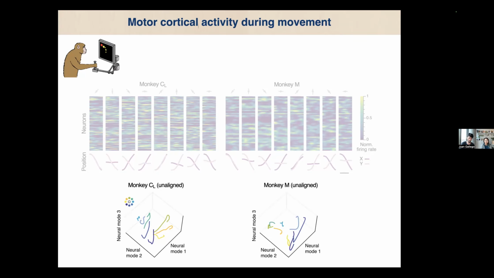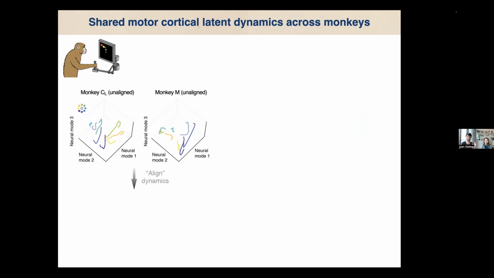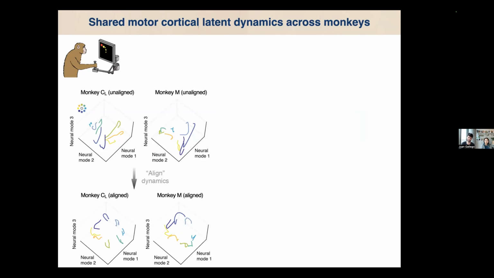So now the moment of truth for the paper is whether we can align them. Monkey C is my left hand and monkey M is my right hand. Can we uncover that they are the same? And you can imagine that is what we found. Otherwise, we wouldn't be talking about this paper, right? So this just shows that these 2 sets of squiggly lines look very similar.